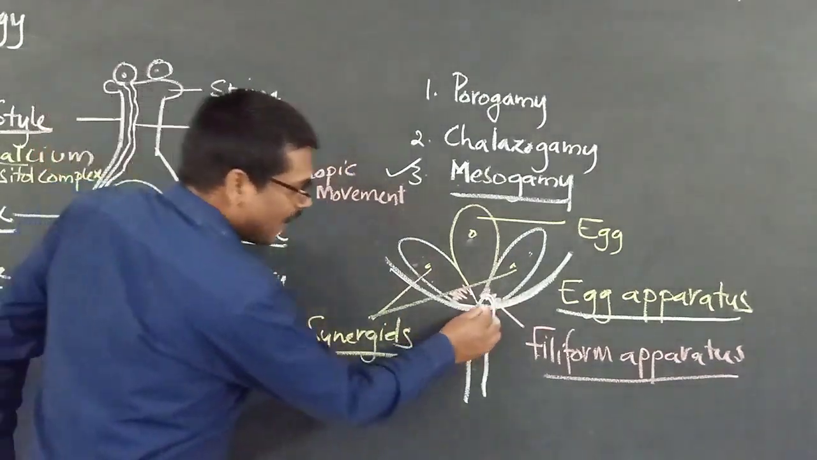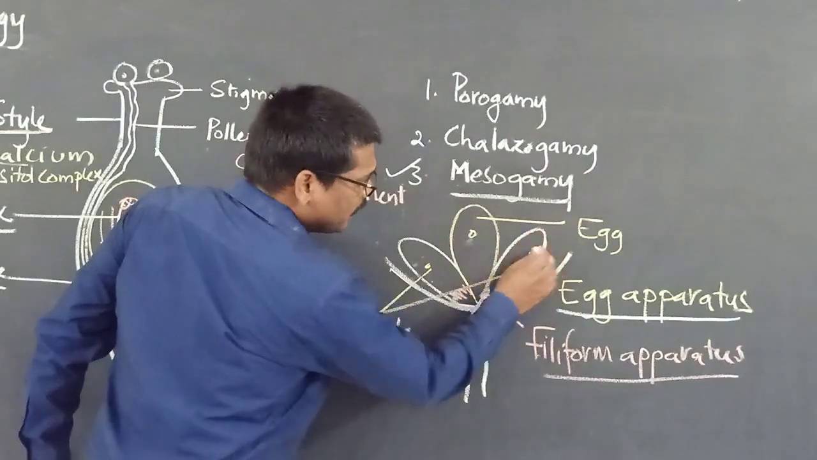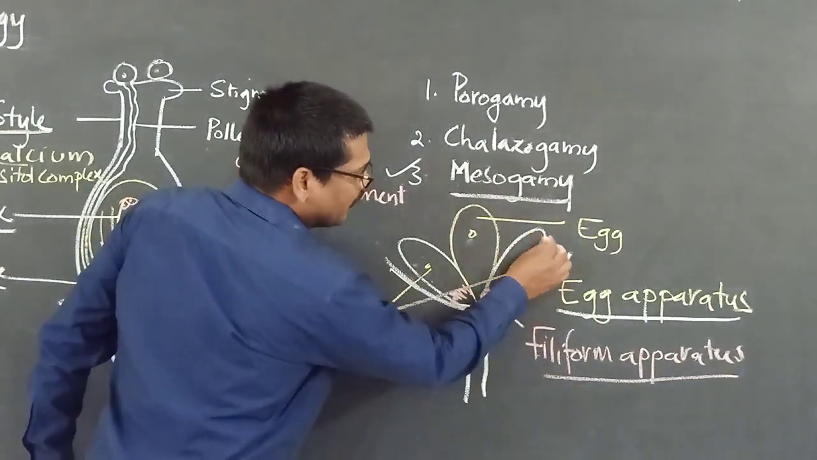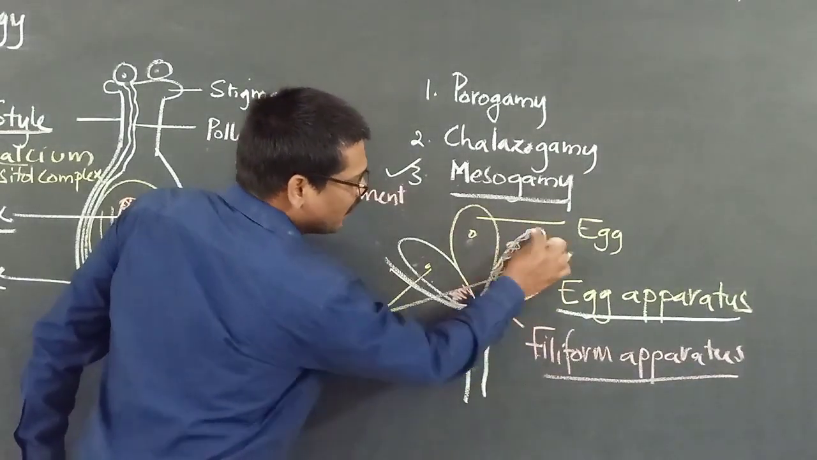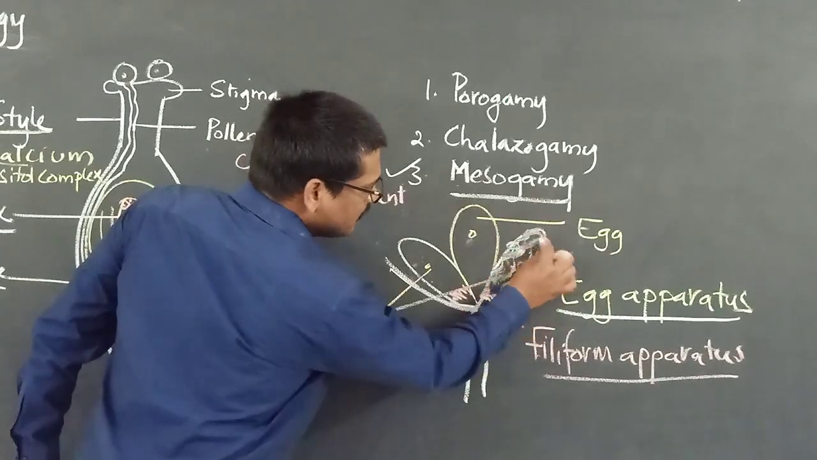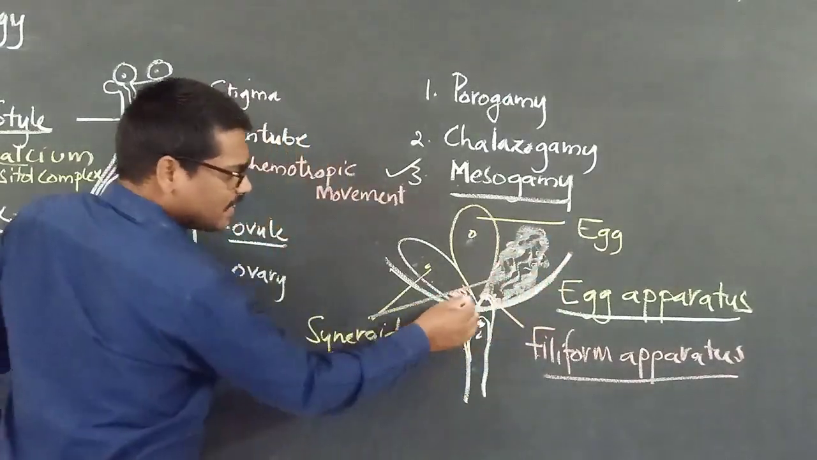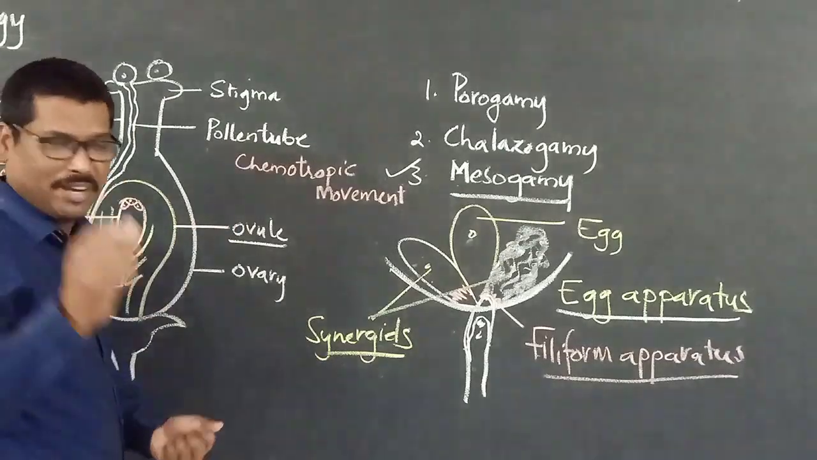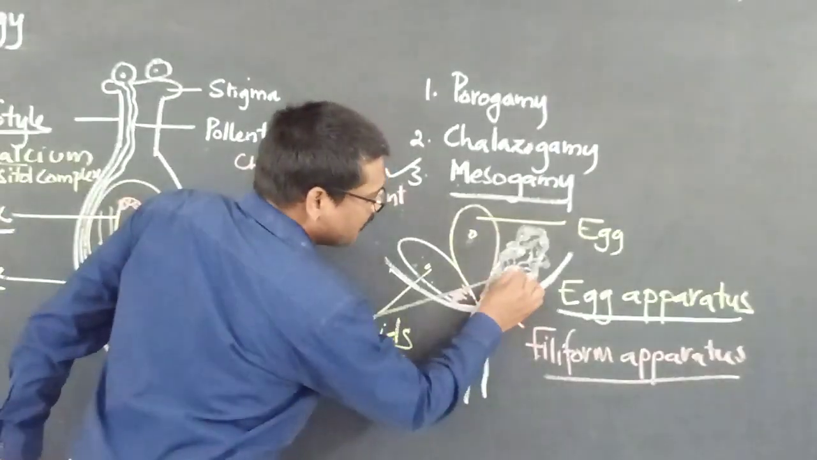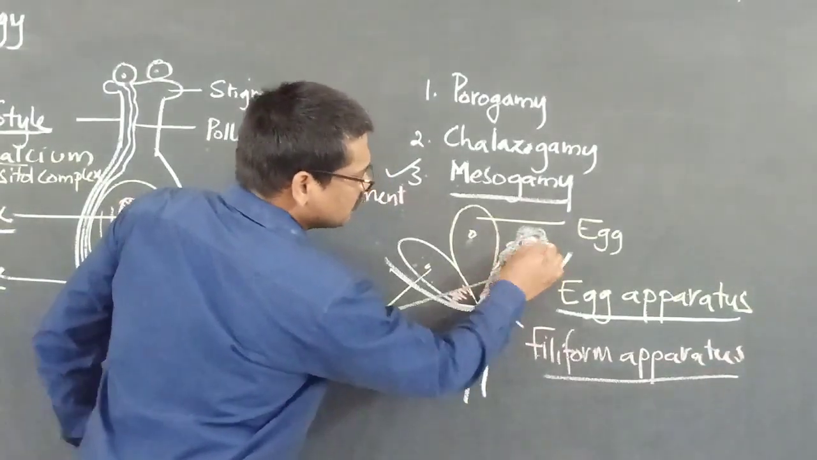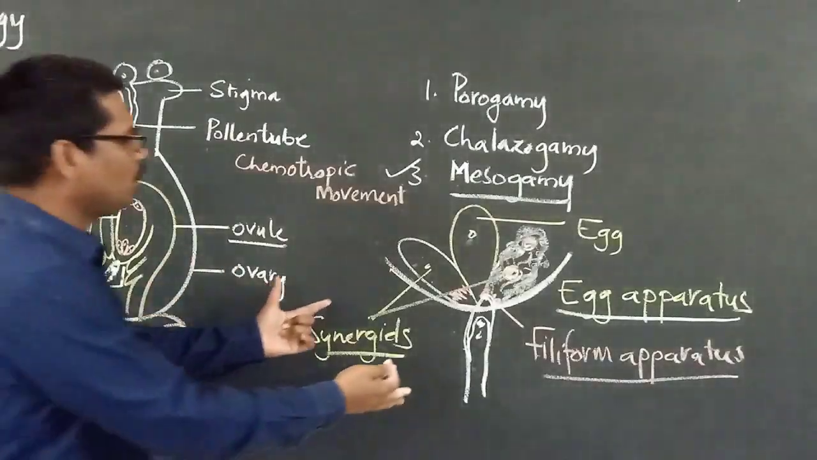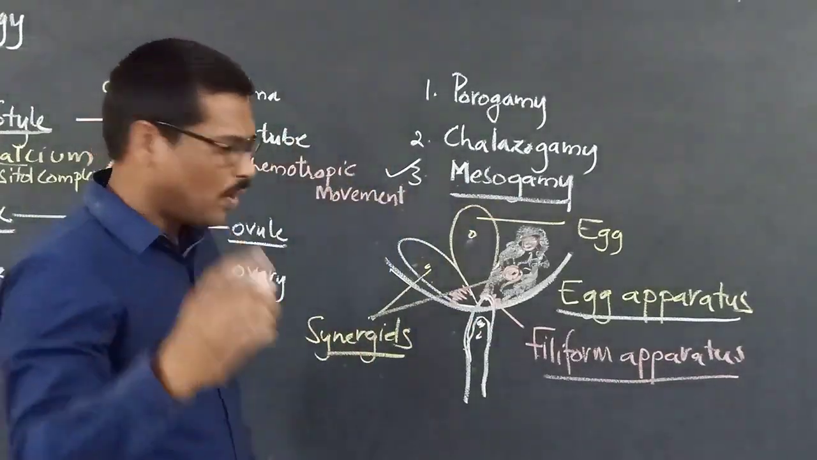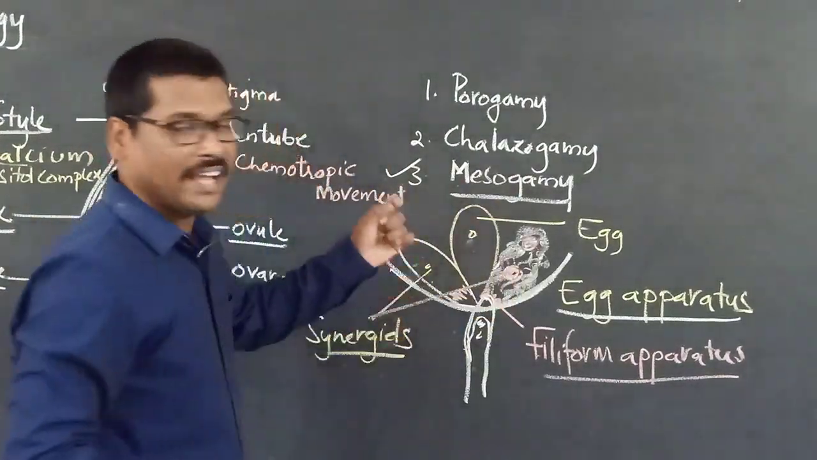gametes. So when it enters here, this synergid slowly disappears. It gets dissolved, degenerated. And as it degenerates, the two male gametes are now present inside the embryo sac, one male gamete here and another there. One male gamete will fuse with the egg.